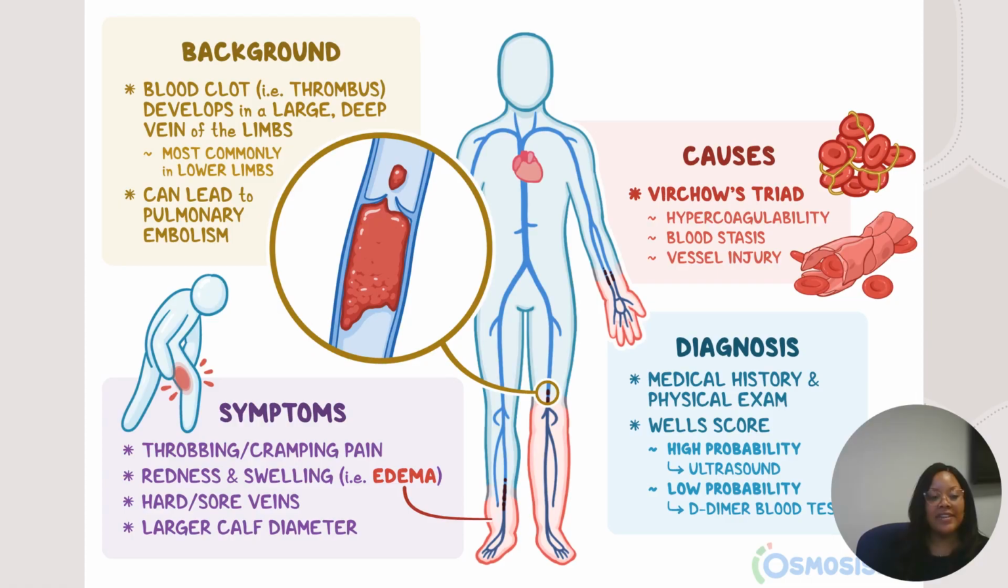All right, so DVTs, this is one topic that you need to know. So with your DVT, what actually is a DVT? It's nothing but a blood clot. It is a blood clot that develops in your large, deep vein of your limbs, and it normally happens in your lower limbs. And it can lead to a pulmonary embolism, which we have talked about.